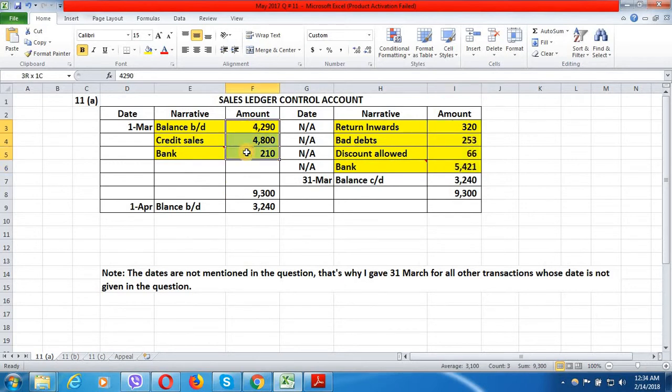The debit side is greater, so you need to deduct these four amounts from 9300. After deducting this, you will get a balance c/d of 3240 pounds. This balance will be carried down on 1st April 2017. So this is the amount which the customers owe to the business at the starting of the month of April. Clear?